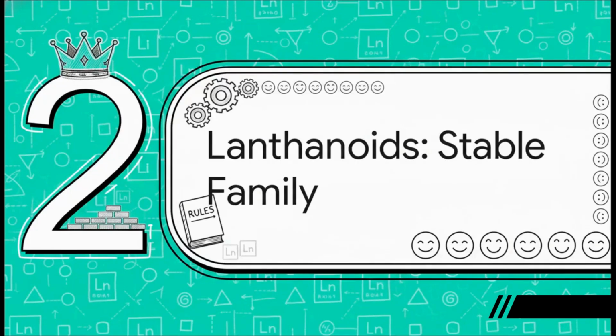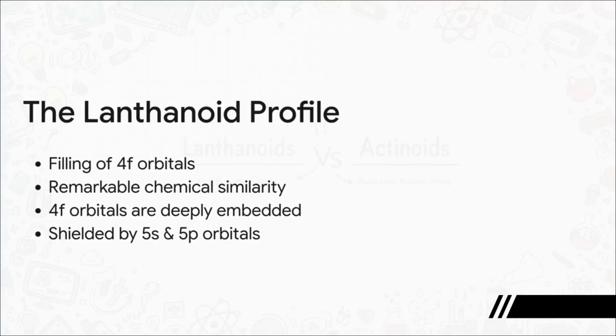First up, let's meet the lanthanoids. I like to call them the stable family. They're pretty predictable. They mostly like to follow the rules. And here's the secret to their whole vibe. Those 4f orbitals are buried deep inside the atom. Imagine them locked away in a vault, with the 5s and 5p orbitals standing guard outside. This means those 4f electrons are shielded, they can't really get out and play, they don't participate much in bonding. And that's what makes them all so chemically similar. It's the very reason they're so tough to separate from each other in the real world.